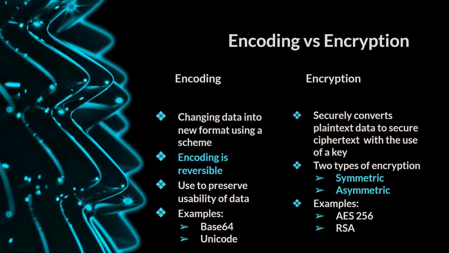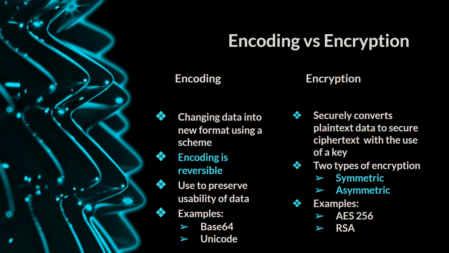So, how encoding is represented, like I said at the beginning: on the left I have encoding, and on the right, I have encryption. On the left, encoding, changing data into a new format using a scheme. Encoding is reversible, so once you encode it one way, you can decode it right away. This is usually used to preserve usability of data. Some examples of encoding would be base64 and Unicode.